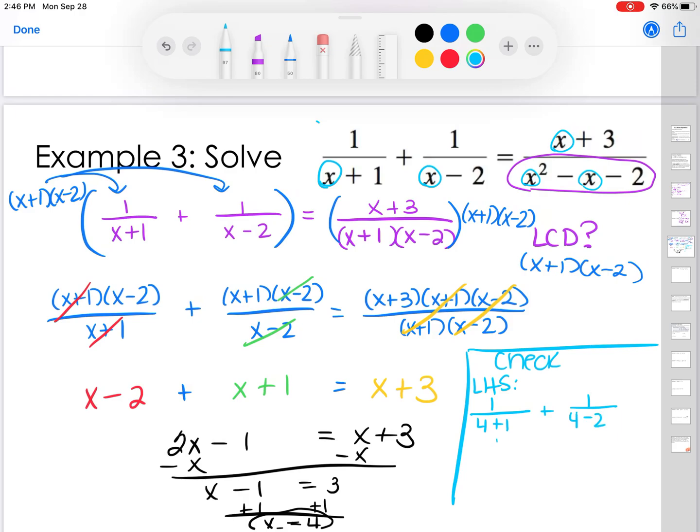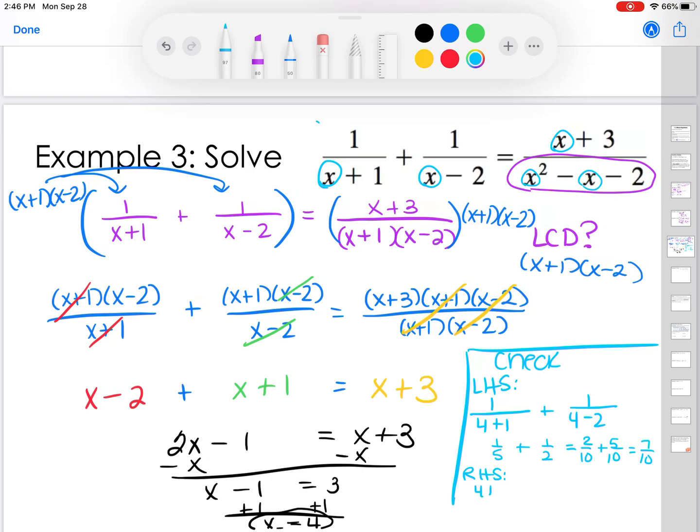So that's going to give me 1/5 plus 1/2. All right, when I add 1/5 and 1/2 together, I would need a common denominator, which is going to be 10. So that's really going to be 2 over 10 plus 5 over 10. So I should get 7 over 10. That's what the left-hand side gives me. Now let's double check, does the right-hand side give me the same thing?